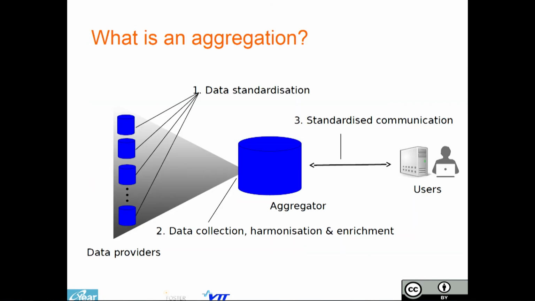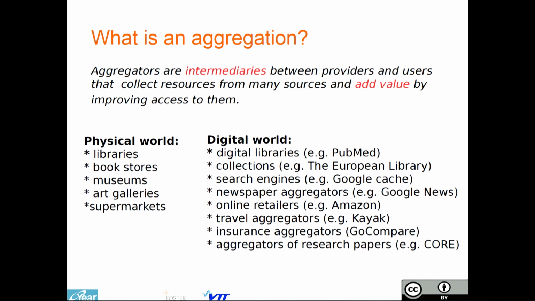Now, what is an aggregation? Aggregation means that on the blue barrels on the very left side, there are the different repositories everywhere in the world, and then there is someone in the middle. What this machine does is collect everything into one point, and then it provides standardized text, standardized communication, and then it spreads this information to the users.